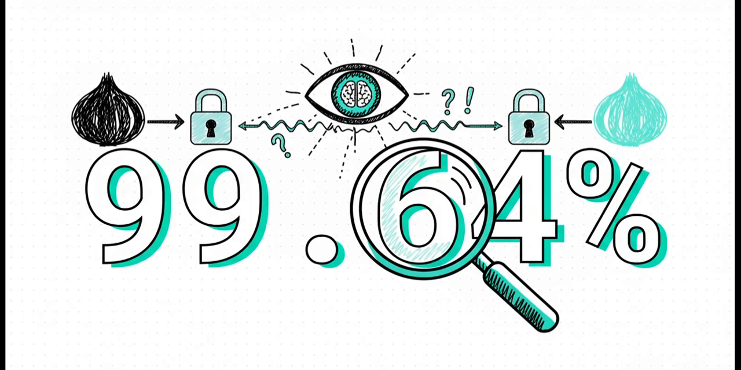Let that sink in for a second. Their AI could tell with near-perfect certainty whether a stream of encrypted data was coming from Tor or just a regular, secure website. The traffic that was supposed to be invisible was, to this AI, almost perfectly clear.